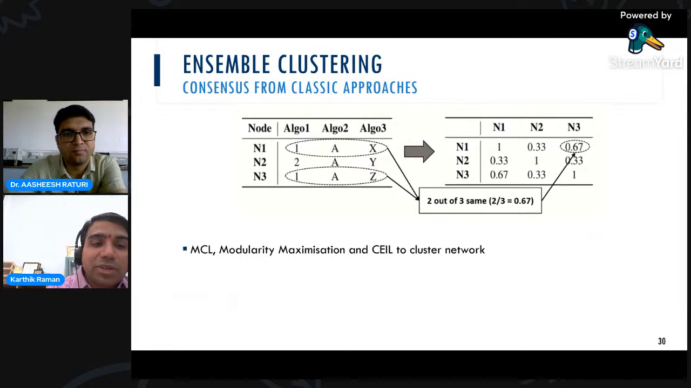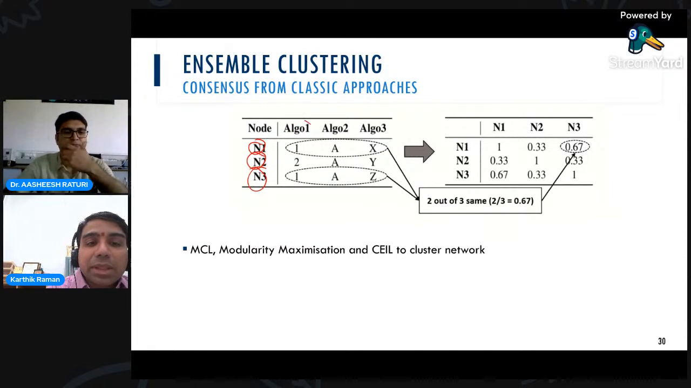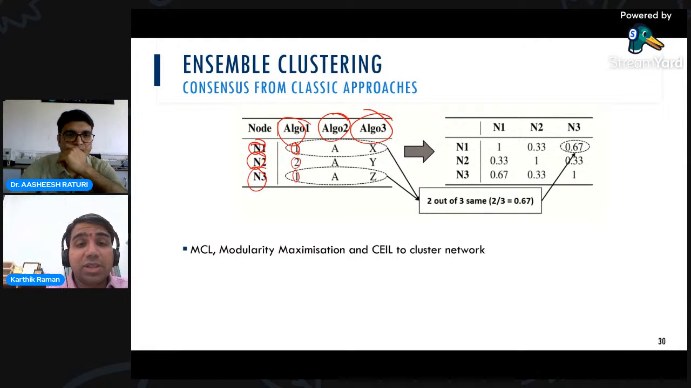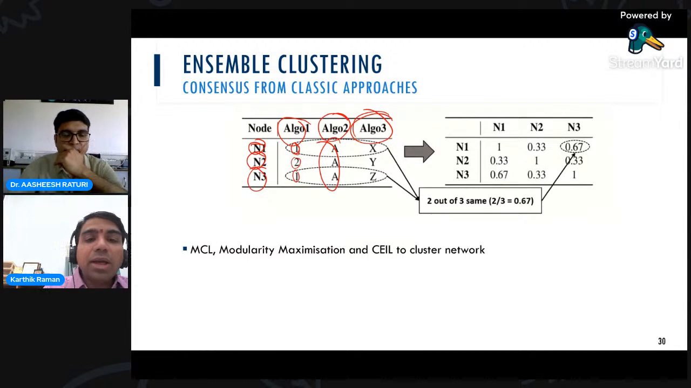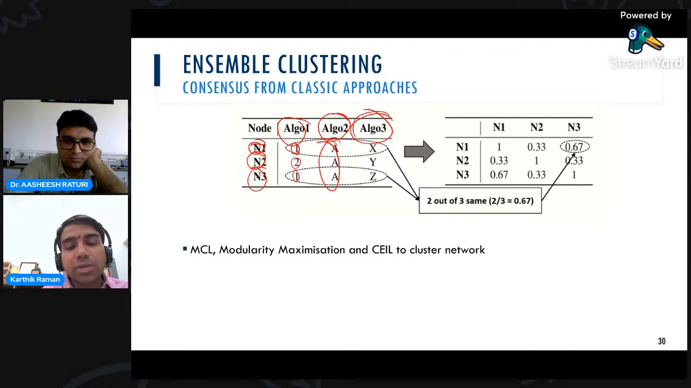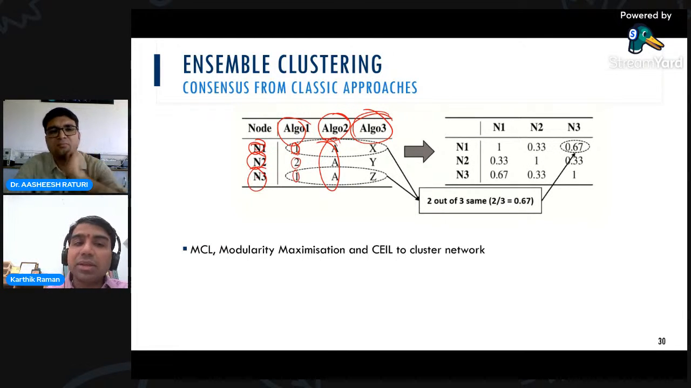So we have multiple algorithms. Think of these as different proteins, and these are different algorithms. So one algorithm says that node 1 and node 3 are present in the same community, whereas node 2 is present in a different one. It is probably influencing a different disease or whatever. Whereas the second algorithm says that all three are in the same community, and the third algorithm says that all three are in different communities. But if you look, N1 and N3 are said to be in the same community by 2 out of 3 algorithms. So this information is used, and we then build a similarity matrix, which gives the probability of these two nodes being in the same community. And using this, we cluster them into communities.